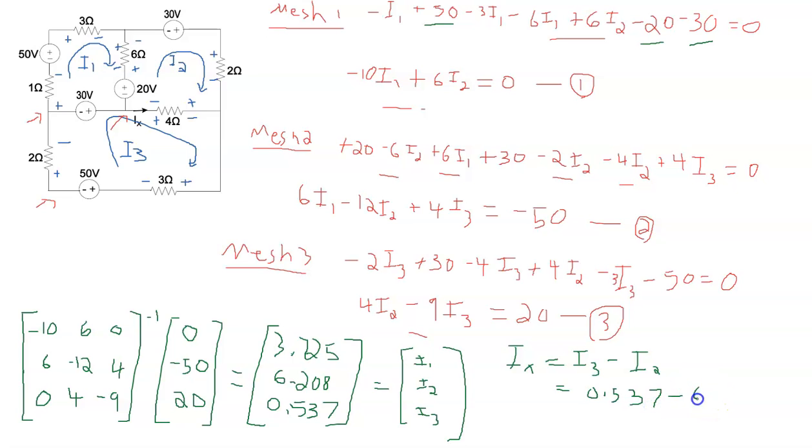And so Ix now has a value of 0.537, subtract 6.208, and you'll see that Ix again comes out to have a negative value. And so the reality is that Ix really goes through that 4 ohm resistor from right to left, right? And so Ix is equal to negative 5.671 amps. And so again, that means that it goes from right to left as opposed to the indicated direction. And the negative sign always means that the indicated direction was incorrect.